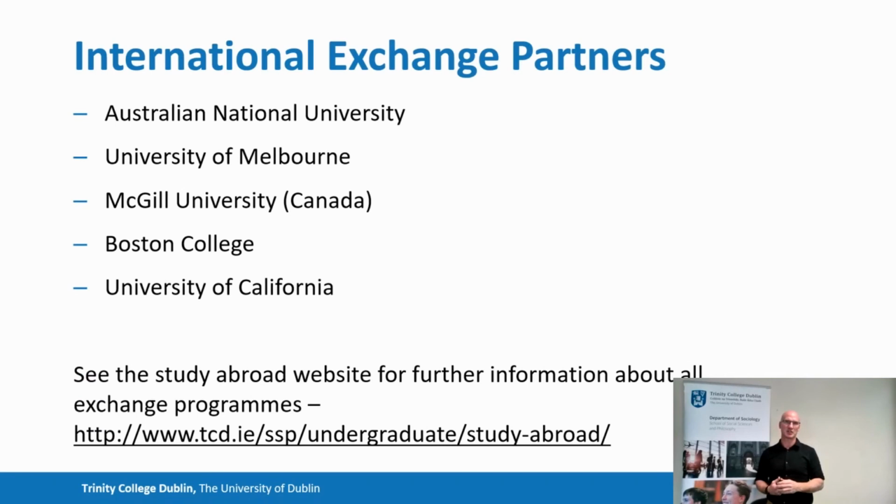We also have other international exchange partners. For example, there's the Australian National University, obviously in Australia, University of Melbourne in Australia, McGill in Canada, Boston College in Boston in the eastern seaboard of the US, and the University of California. All of these are our exchange partners too. They're of course outside the Erasmus system, but nonetheless are really important experiences if you would like to travel outside of Europe.